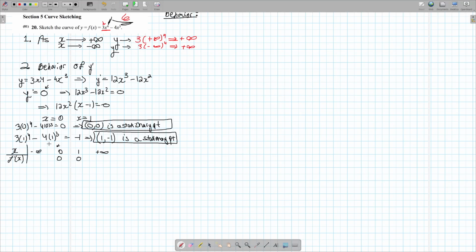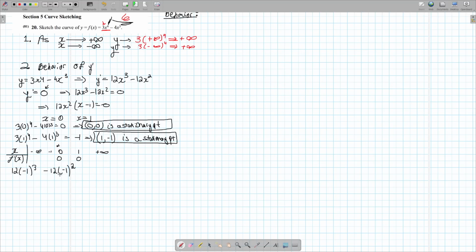A point before 0 would be negative 1. Okay, negative 1, let's see. Negative 1 substituted into y or y prime? Y prime, because I'm checking the sign of y prime, right? So let's try negative 1. When you substitute negative 1, this is my derivative, right? 12 negative 1 to the power of 3 minus 12 negative 1 to the power of 2.